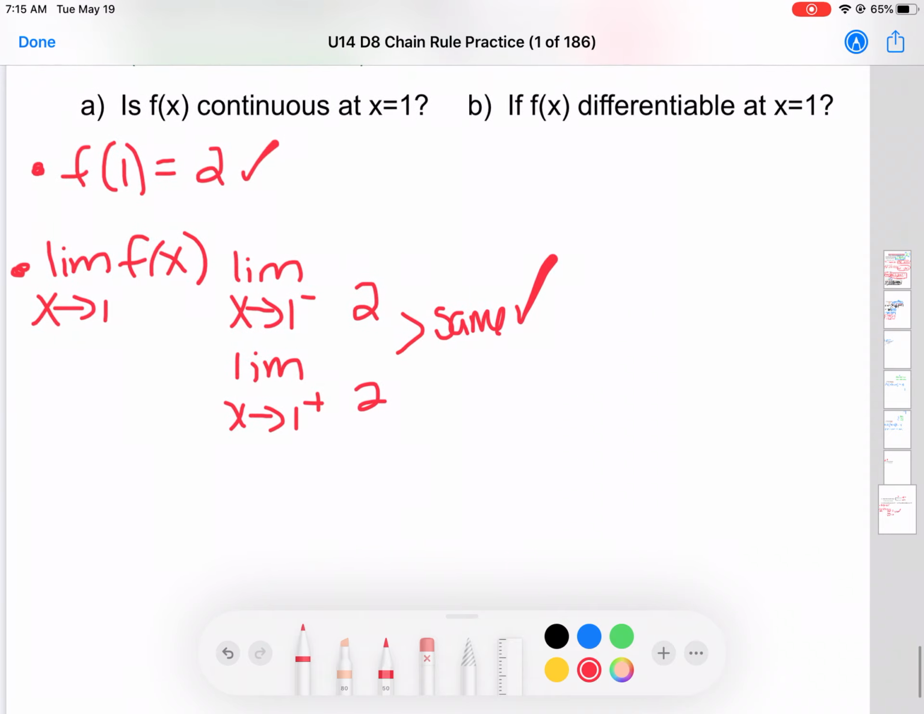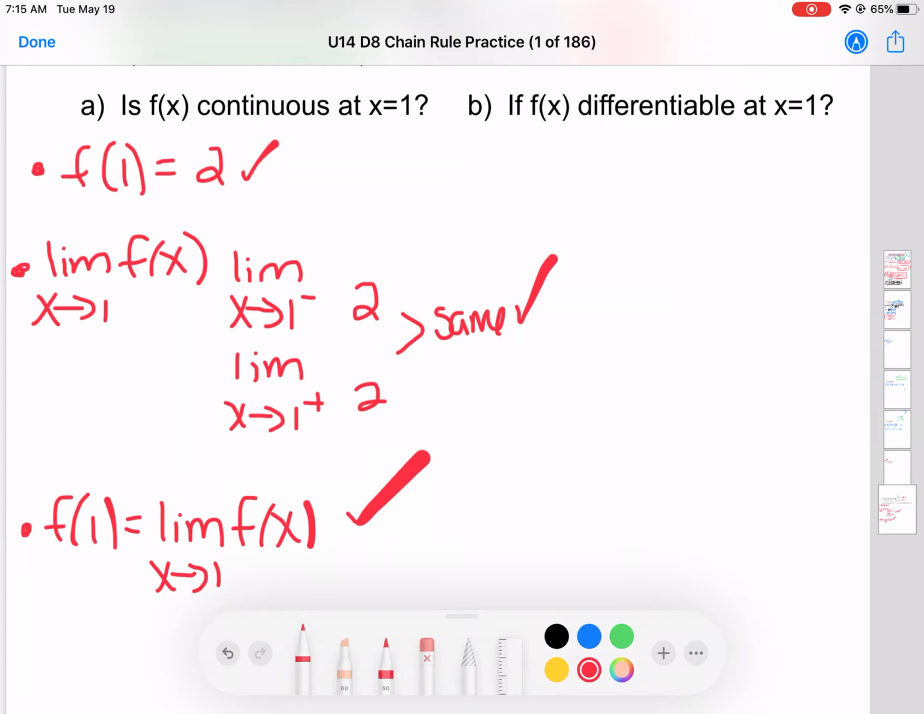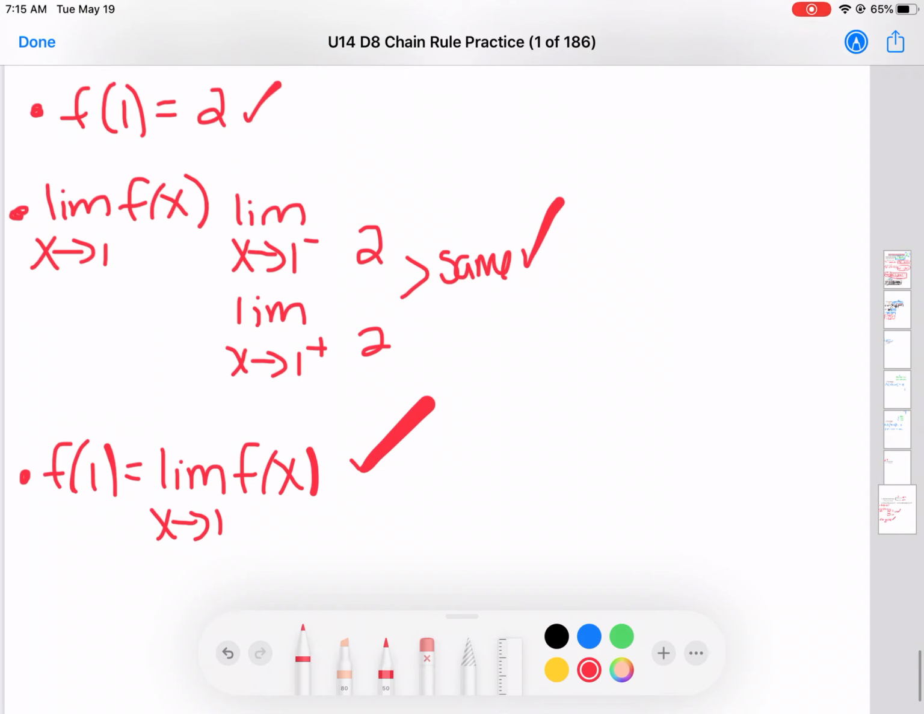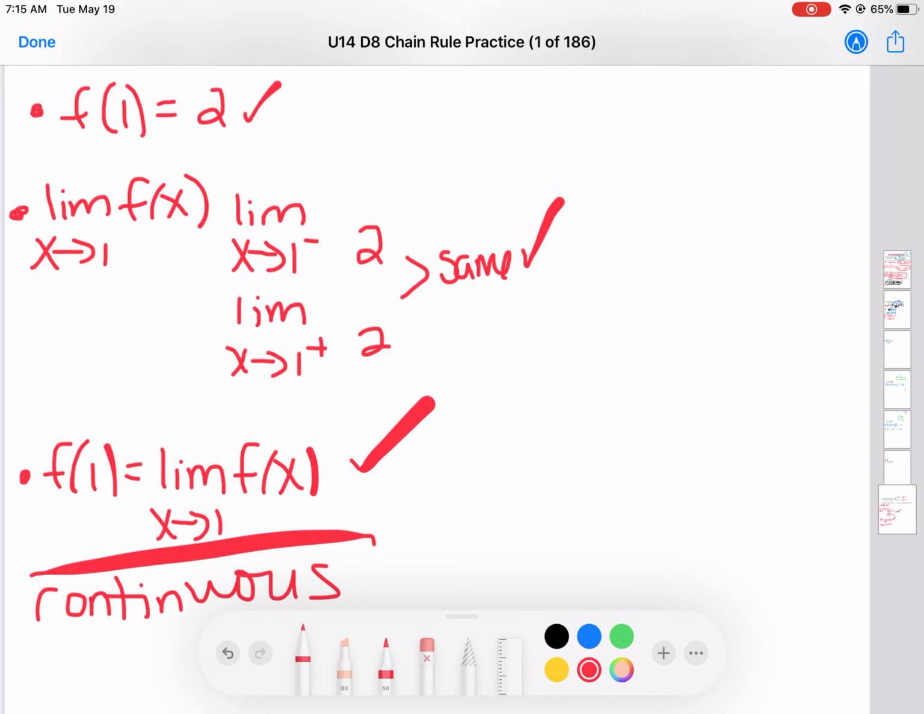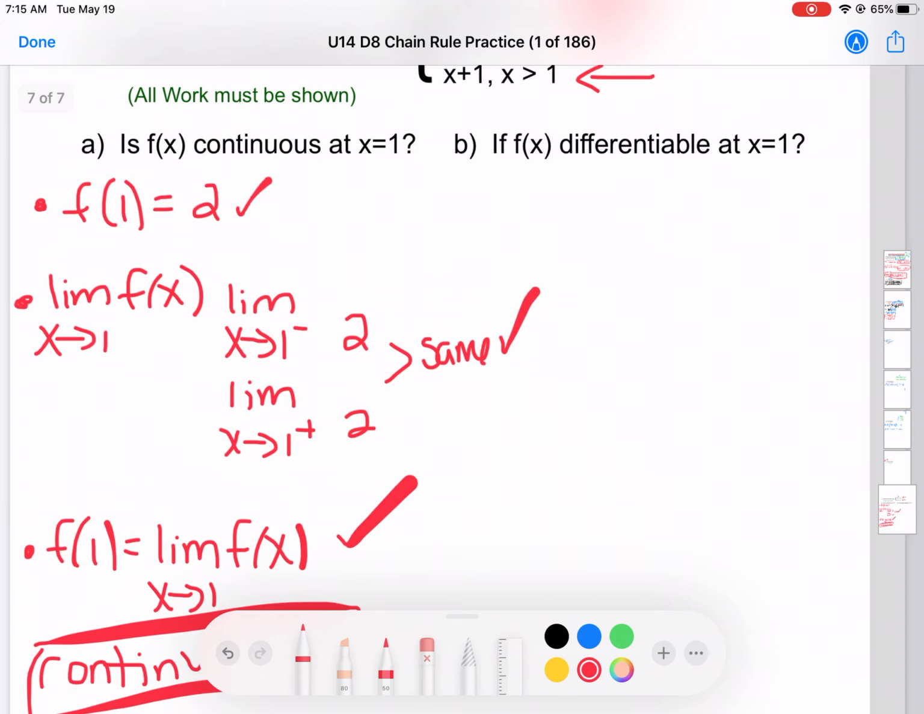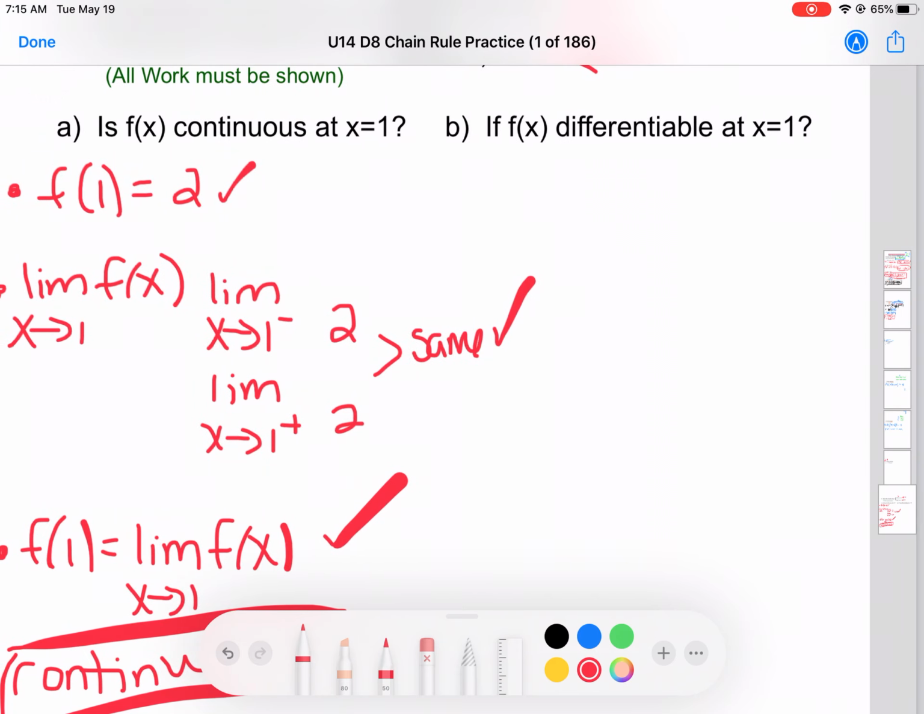So the limit exists. And now, does the function value equal the limit? And it does, right? So therefore, this is continuous. Remember, just because it's continuous does not mean that it's differentiable. Okay, so now let's go over, in order to find if it's differentiable, remember, it has to be continuous. You can't just jump to the differentiable step, because I showed you that sometimes it'll appear that it's differentiable, but it wasn't continuous. So therefore, it technically is not differentiable.